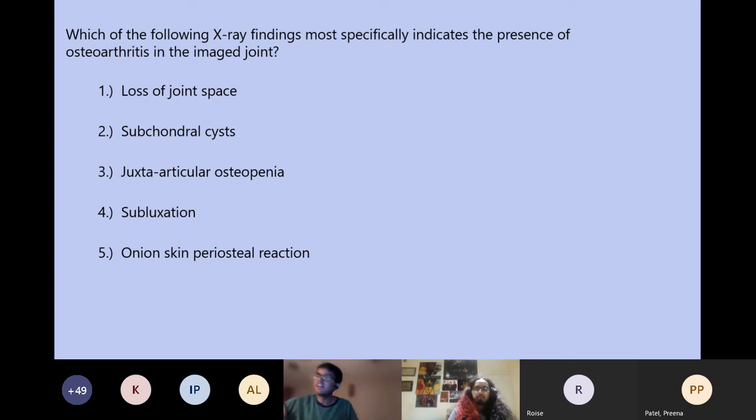Which condition is onion skin periosteal reaction seen in? Why doesn't somebody else tell us? Does anyone else know the answer to that? It is a bone cancer. Do you know which one? Yes, Ewing sarcoma. Nice one. If you see that in an SBA, the answer is always Ewing sarcoma.